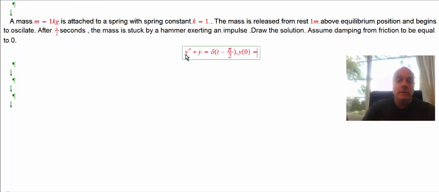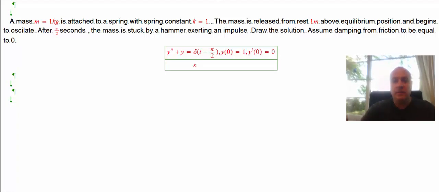So here's our differential equation. Y prime prime plus y is equal to the Dirac delta function at pi over 2 seconds. Initial conditions. It's released from rest 1 meter above equilibrium. So y naught is equal to 1 and y prime naught is equal to 0. It's released from rest. Take the Laplace of both sides.